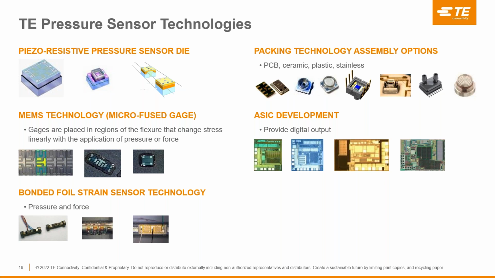We have piezo-resistive die, which I introduced in the previous slide. We have MEMS technology, which is the microfuse strain gauge. And then we also have bonded foil strain gauge. We provide package assembly with sensing elements on PCB or ceramic or packaged in plastic housings or stainless housing.